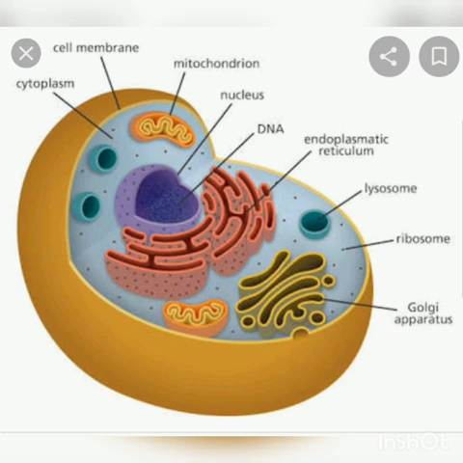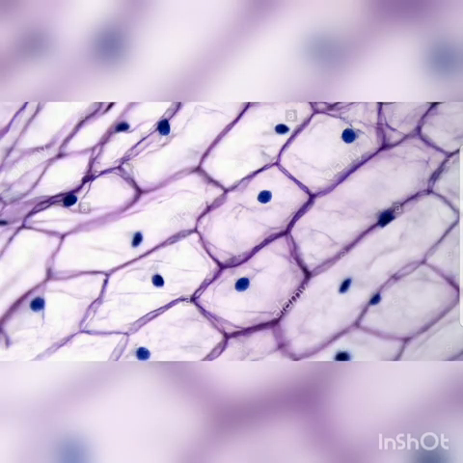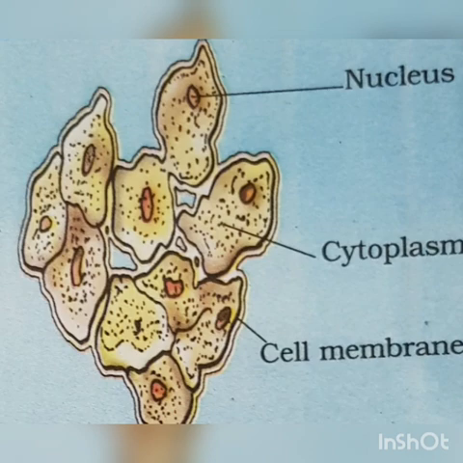My dear students, do you know our body is made of tiny units called cells? Each cell has different parts. Inside the cell, you can see a spherical structure that is the nucleus. The nucleus is surrounded by a jelly-like substance called cytoplasm, and the cell is enclosed by the cell membrane.